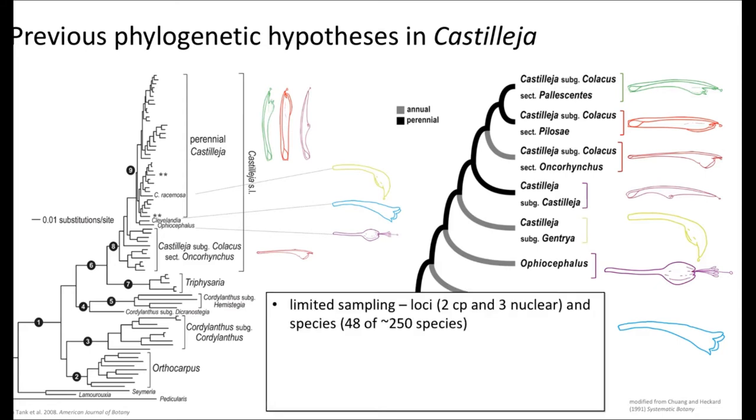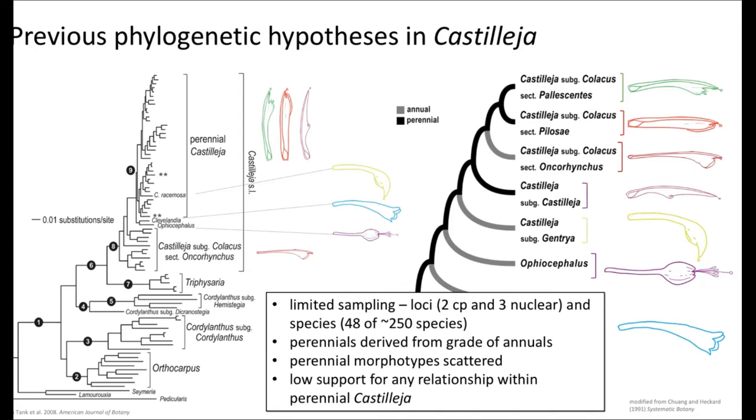His data set did have limited sampling. He had two loci from the chloroplast and three from the nuclear genome. In terms of species, he had a pretty decent amount of sampling, but it is a small fraction of the total number of species in the group. Again, he recovered this pattern of perennials being derived from a grade of annuals. The perennial morphotypes were scattered. And ultimately, there was very little support for any relationships within those perennial Castillejas, which really set the stage for gathering more molecular data to tackle these questions.